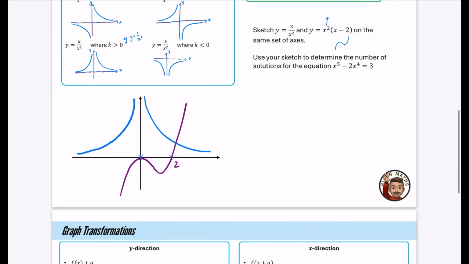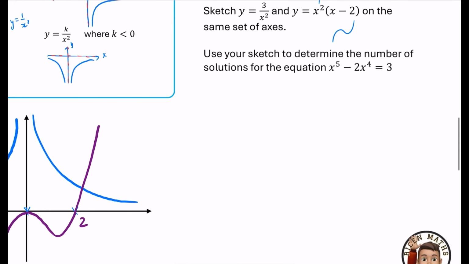So that's the sketch, and we're trying to say something about the number of solutions to this equation. Well, it's definitely related to this graph, so let's see if we can see how this thing is related to these equations that we've got. Now, my instinct is it's going to be about where these two graphs are crossing each other. So let's see if that actually makes sense by having a look at 3 over x squared being equal to x squared (x minus 2).